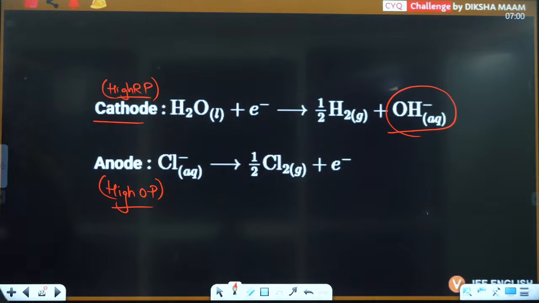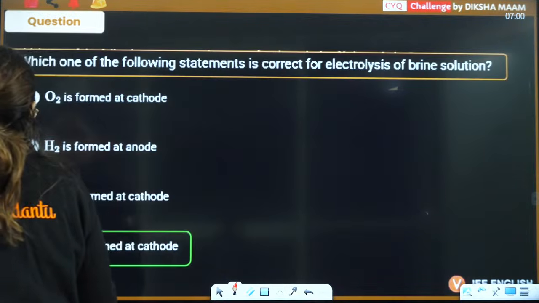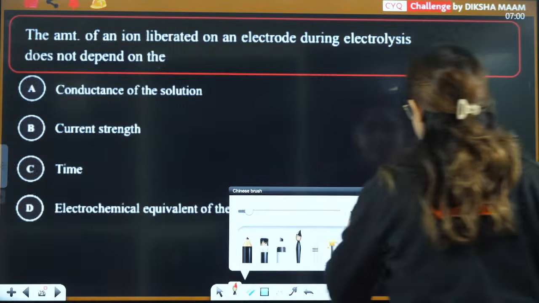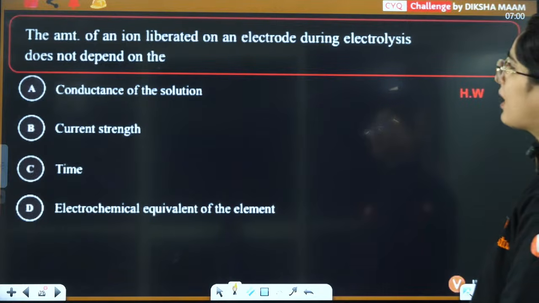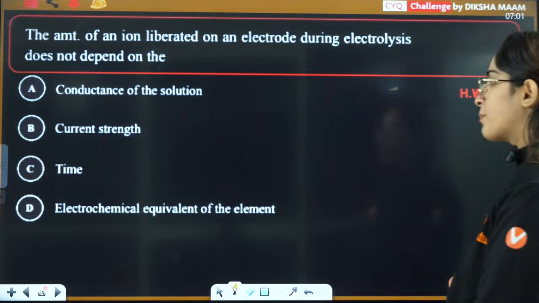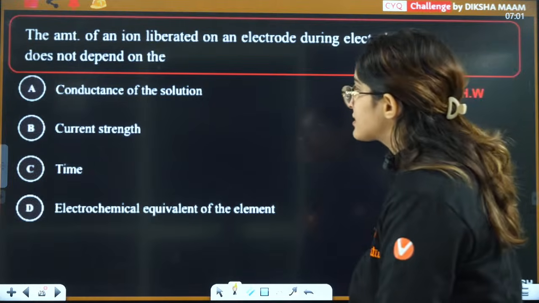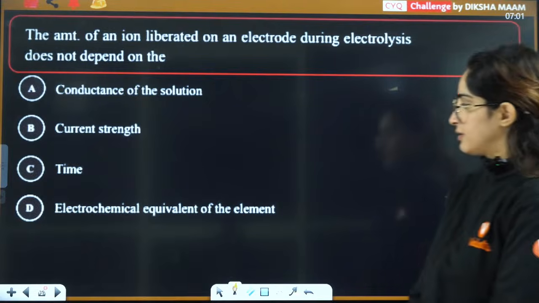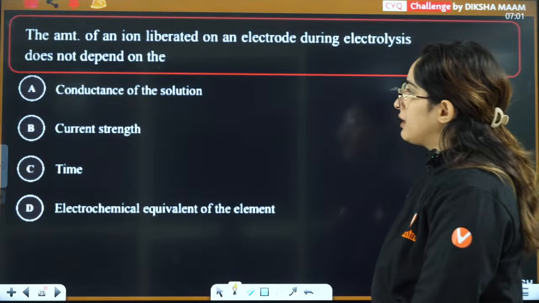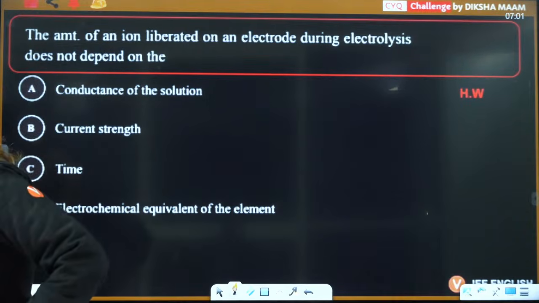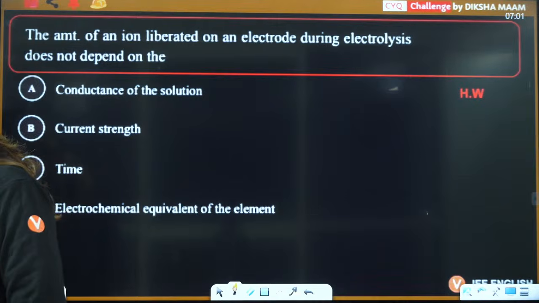Okay, yes, got it. So this is your homework question, everybody. See this. The amount of an ion liberated on an electrode during electrolysis does not depend upon which of the following: conductance, current strength, time, electrochemical equivalent or the weight. Okay, right, everybody? Yes, definitely IIT Delhi, right?